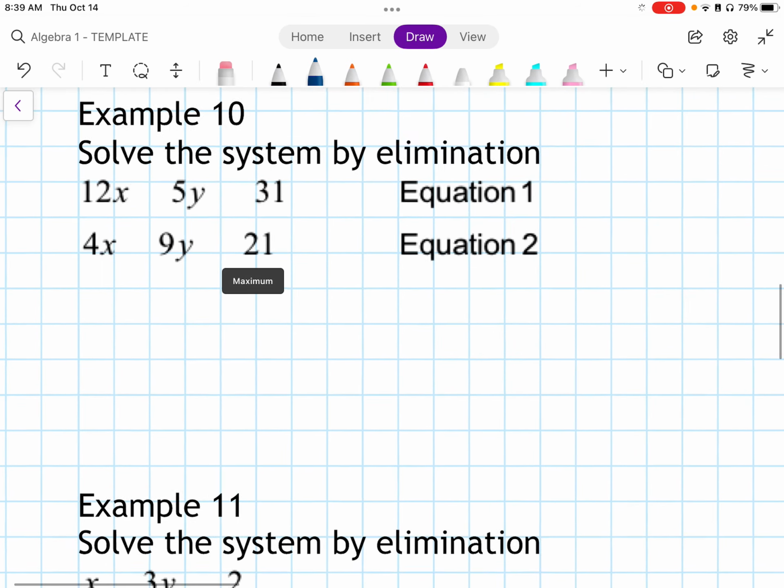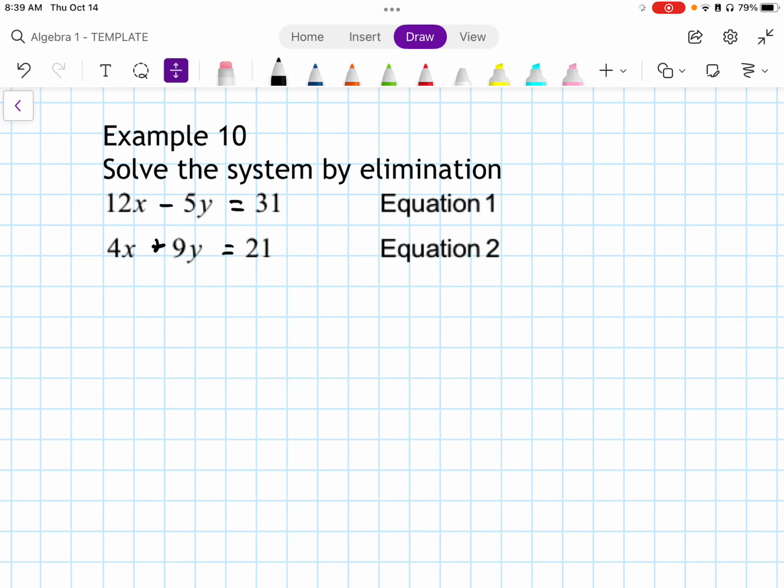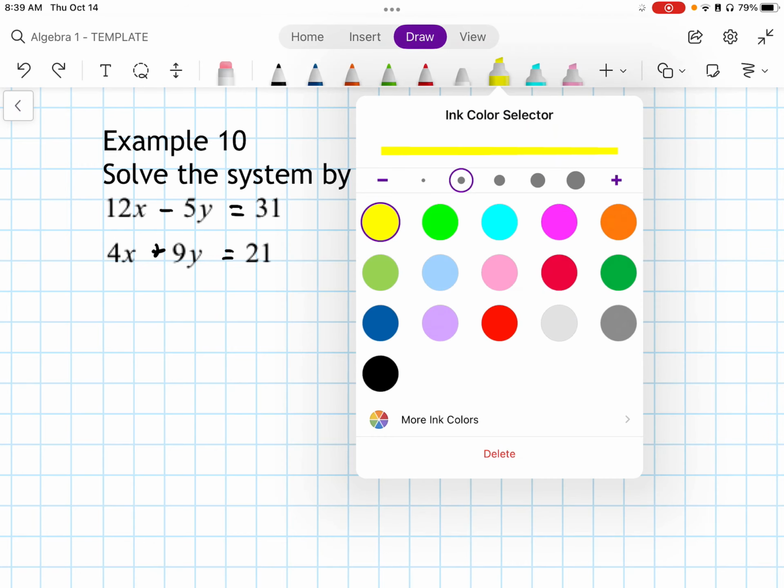Scrolling down, example 10. This is going to be 12x minus 5y equals 31, and 4x plus 9y equals 21. Now here we still want to use elimination, but we're going to have to do another step in between. None of these variables, they don't have the same coefficient, right? We've got 12 and 4 for the x. We've got negative 5 and 9 for the y. So what we're going to want to do is multiply one of these equations, or divide, but in this case it's going to be multiply, so that they do line up, so that they're the same number.